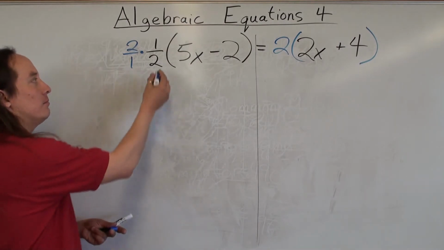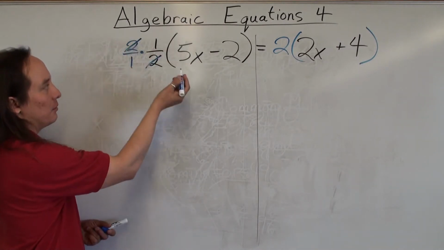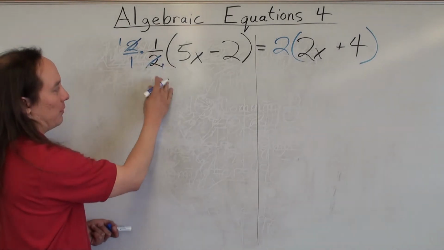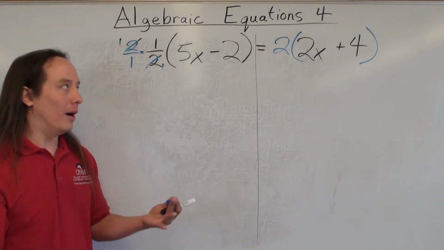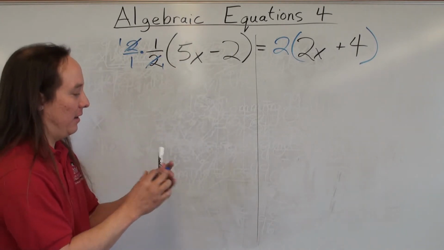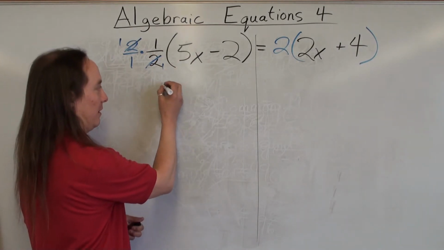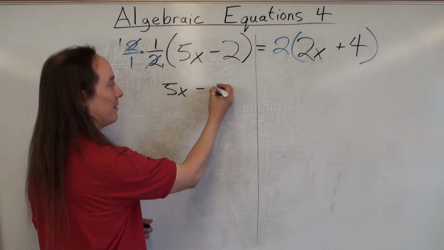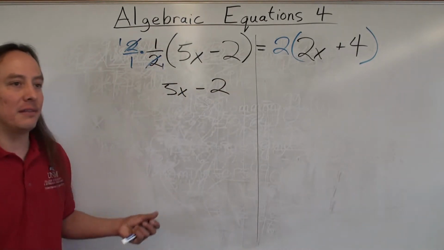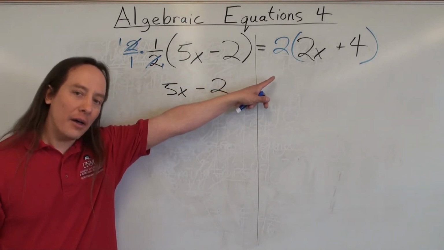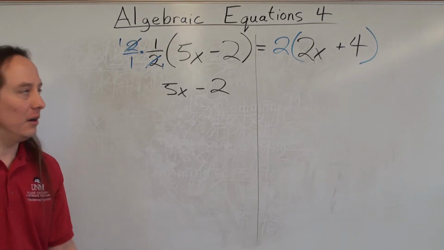Okay. So these ones cancel out, right? 2 divided by 2 is 1. 2 divided by 2 is 1. 1 times 1 is 1. 1 divided by 1 is 1. So it's like I have 1 times 5x. Well, that's not hard. 1 times 5x is 5x. And then the 1 times -2, well, that's not hard either. That's -2. So what happened is that we just got rid of this fraction and moved the distributive property over to the other side with a whole number instead of a fraction.